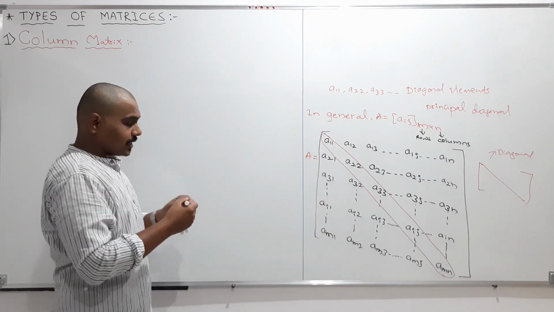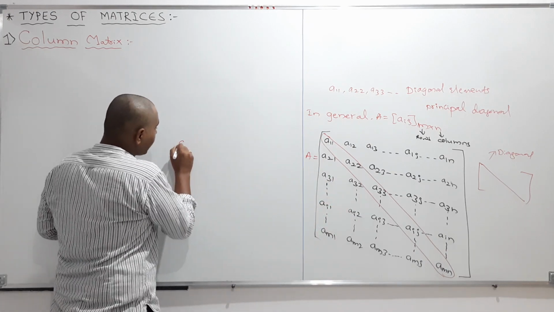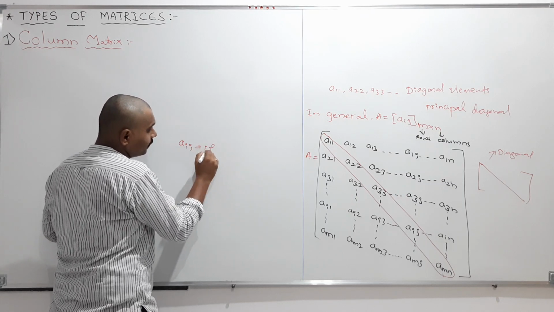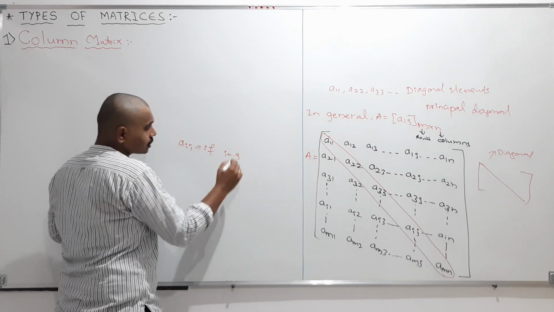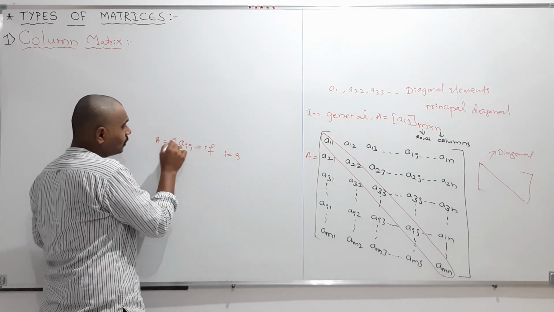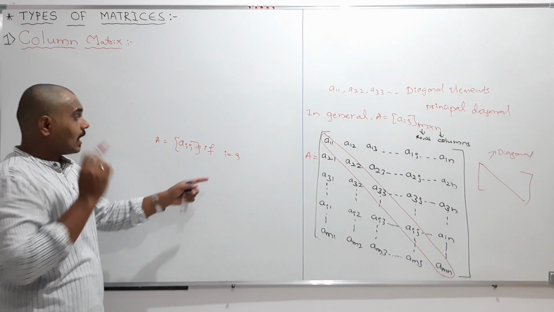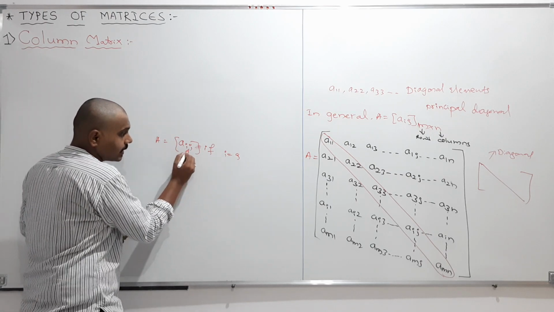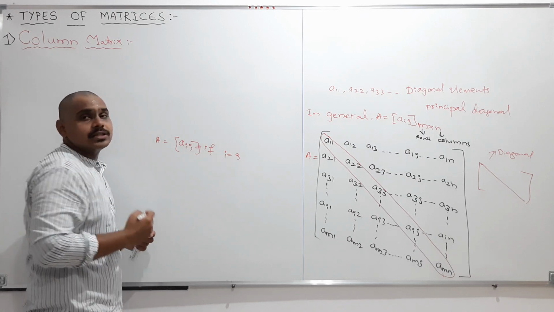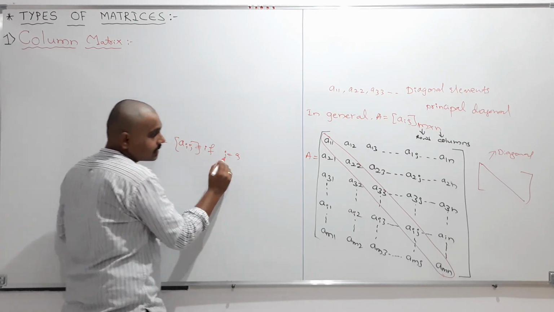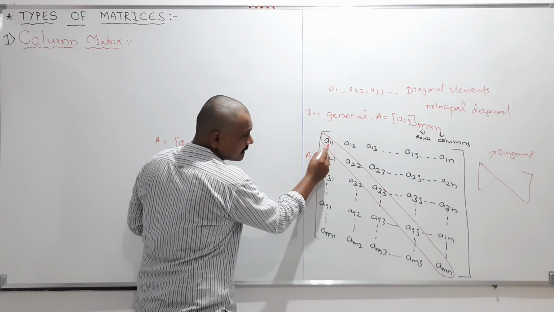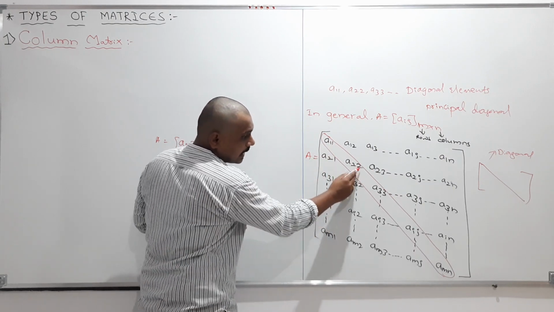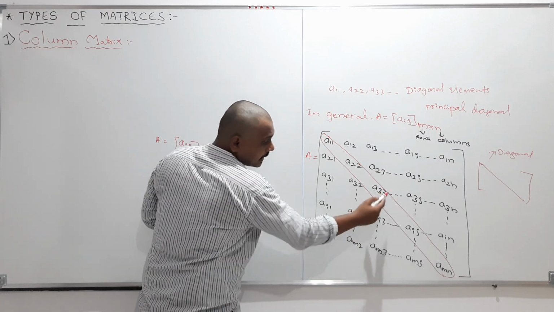And please remember students, if I write A equals Aij, if i equals j, what does it indicate? A matrix A equals Aij. If i equals j, it is the case only in these places. 1 equals i value and j value are the same. That is 2, 2, here i and j values are the same. A33, i and j values are the same.